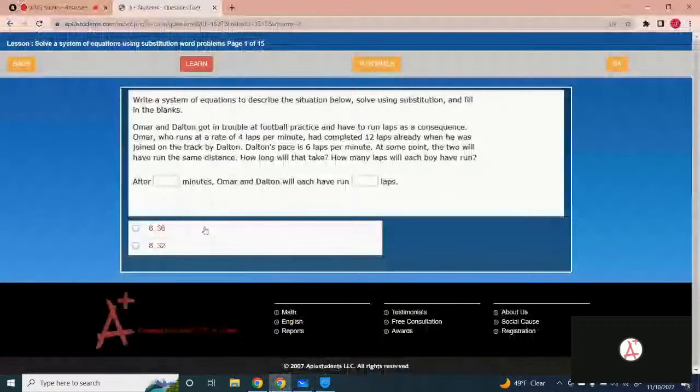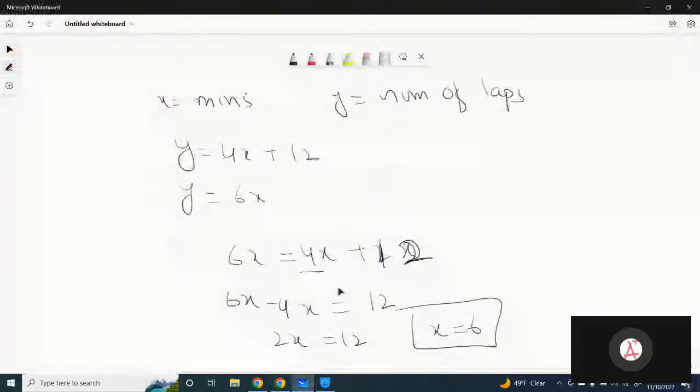Six, oh yes, you can find the value at 6. Just put the 6 in both the equations. Let's substitute in equation 1. 6 times 4 is 24, and 24 plus 12 is 36. You can check by substituting the value in the second equation also. 6 times 6 is 36.